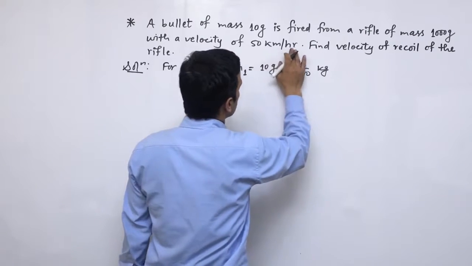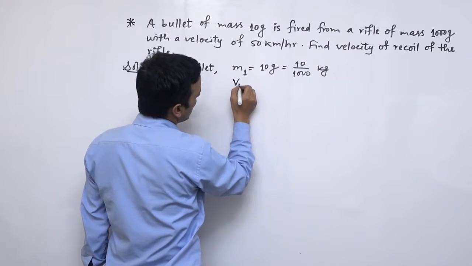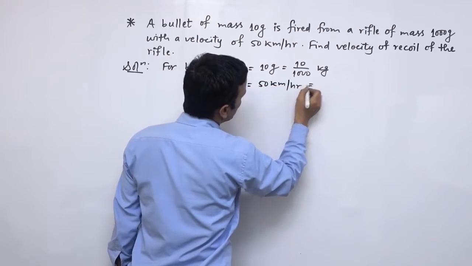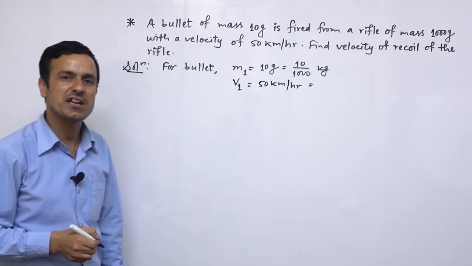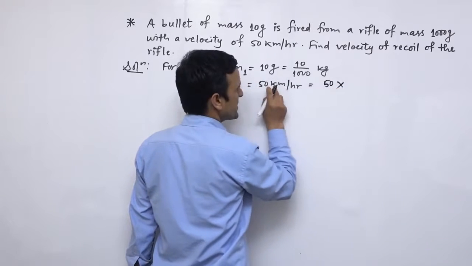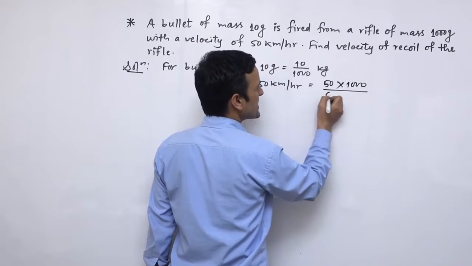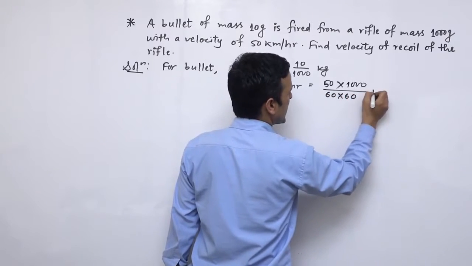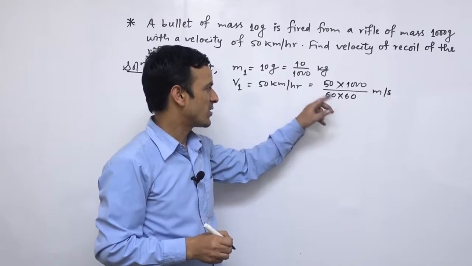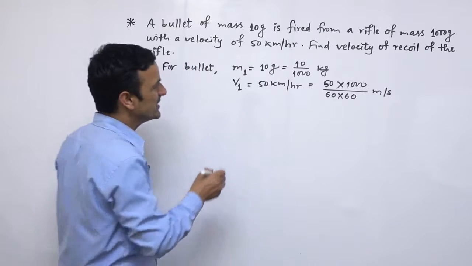And this bullet of mass with velocity of this one, 50 km per hour, fired from rifle with a velocity of 50. यो velocity bullet को velocity हो. So v1 भनौं यसलाई. v1 is equal to 50 km per hour. यसलाई पनि हामीले मिटर पर सेकेन्डमा लानुपर्छ. So 50 into किलोमिटरलाई मिटर बनाउन multiply by 1000 and hour लाई second बनाउन 2 times of 60 राख्ने, meter per second. 1 hour means 60 minutes and 1 minute means 60 seconds. So we should multiply 2 times of 60.